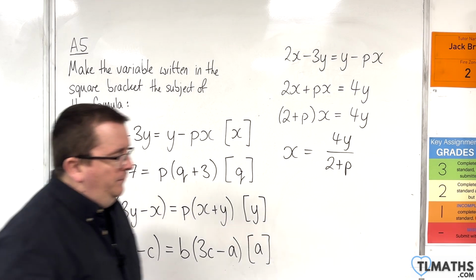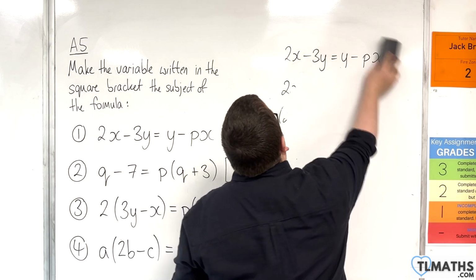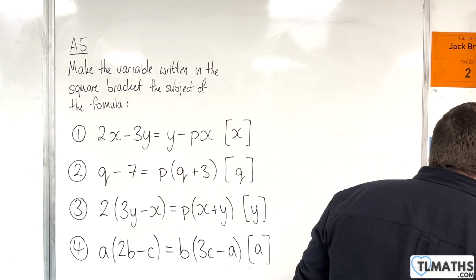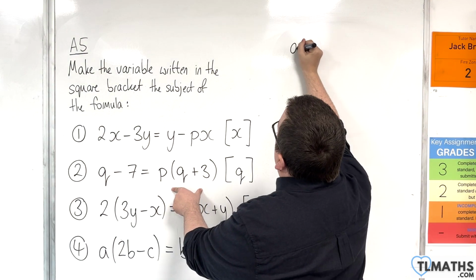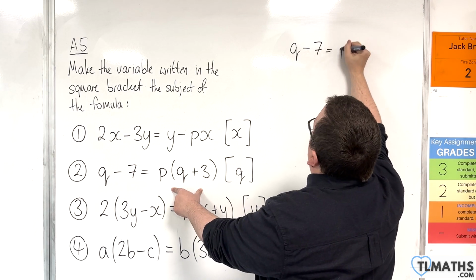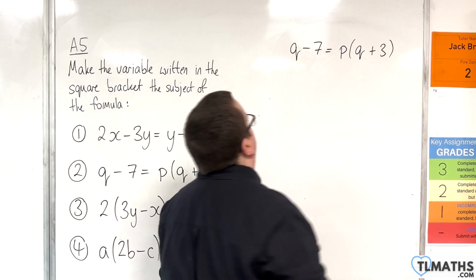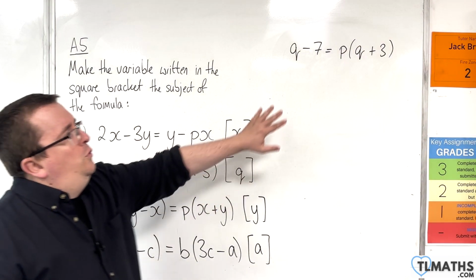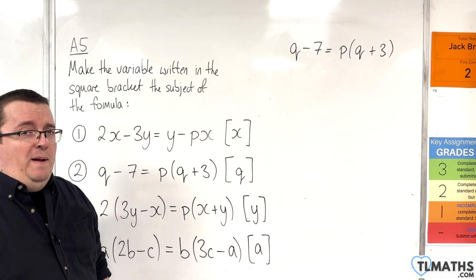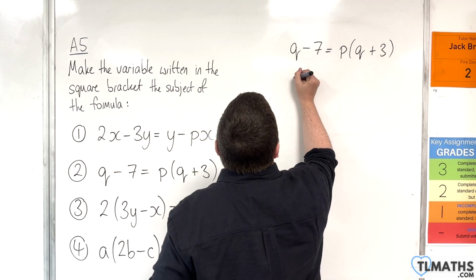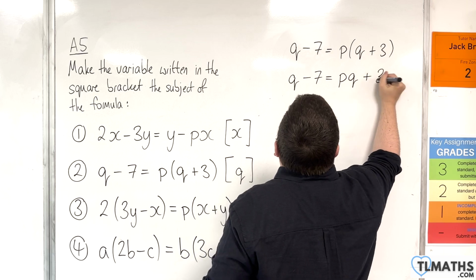Okay, so that's our first one. Okay, number 2, we have q take away 7 is equal to p lots of q plus 3, and we want to make q the subject. So first of all, I'm spying this bracket here with a q involved, so I'm going to expand the bracket out. Okay, might make my life a bit easier. So q take away 7 is pq plus 3p.